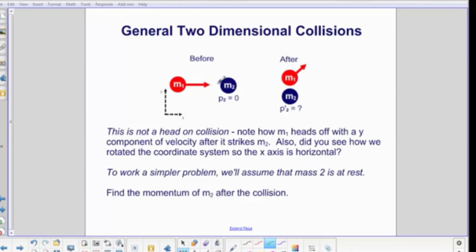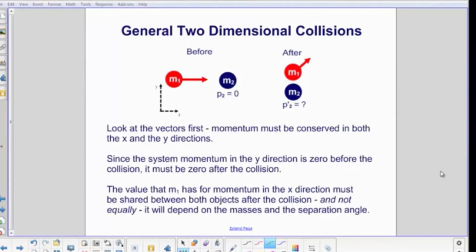So here's our 2 objects, and we're going to assume that mass 2 is at rest just to make the problem easier. And here's mass 1, where we've lined up the reference frame, the x direction, in the same direction as mass 1's velocity. Furthermore, we're not going to assume a head-on collision, because after the collision, I'll put a little wavy line here, m1 is going to move off in that direction. And the problem is, what's going to be the momentum of mass 2?